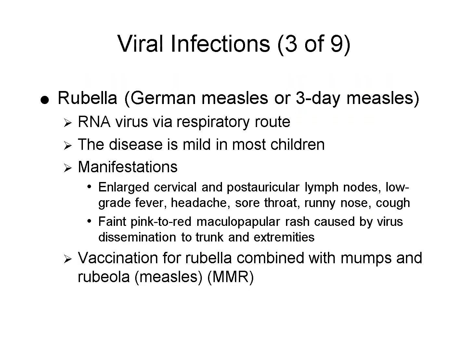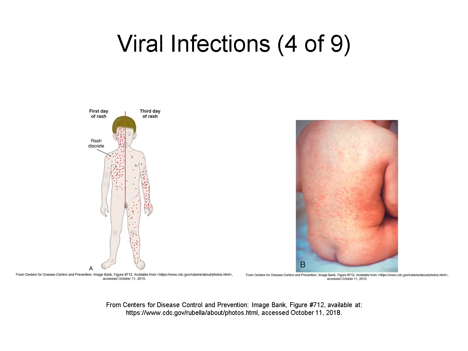Rubella is a mild viral illness transmitted through respiratory droplets. Children may have enlarged lymph nodes, a low-grade fever, sore throat, and a faint pink rash that starts on the face and spreads. The rash is maculopapular and resolves within a few days. Vaccination with the MMR shot offers lifelong protection. This image shows the typical rubella rash spreading from the face to the trunk.